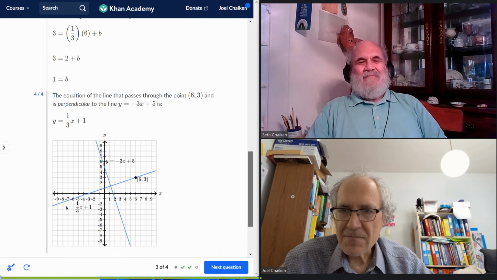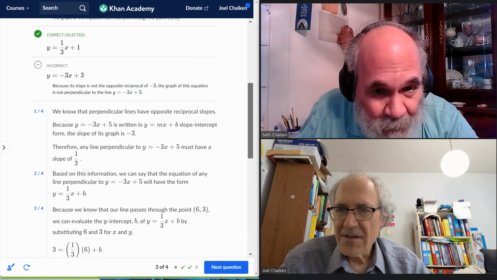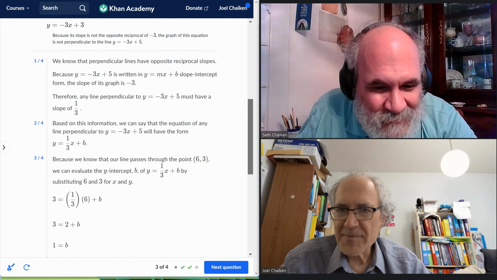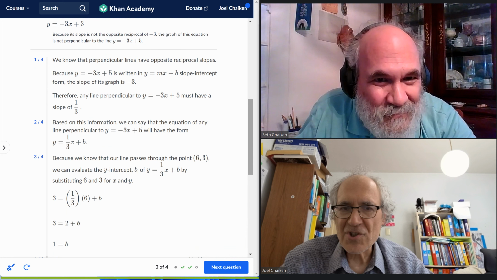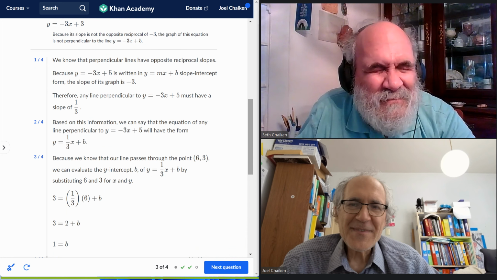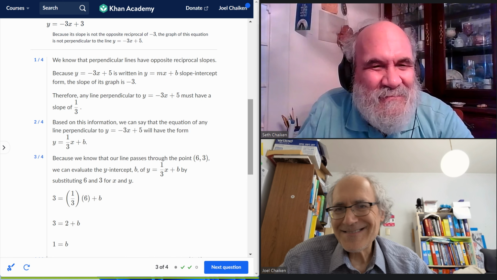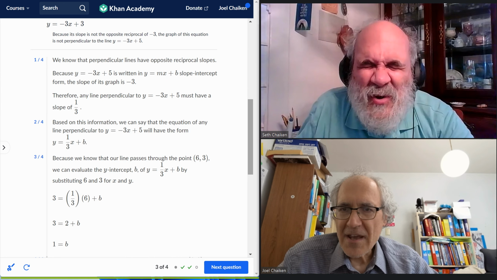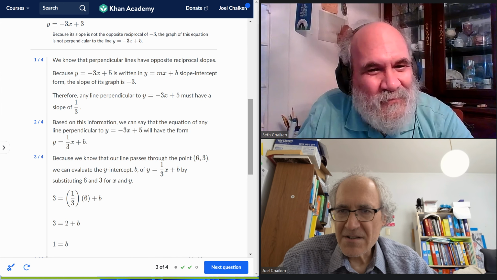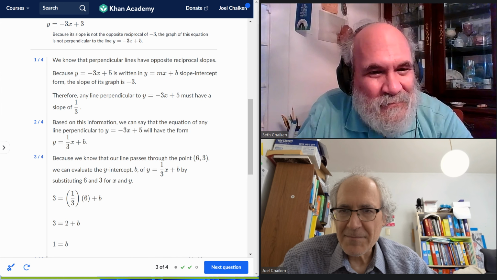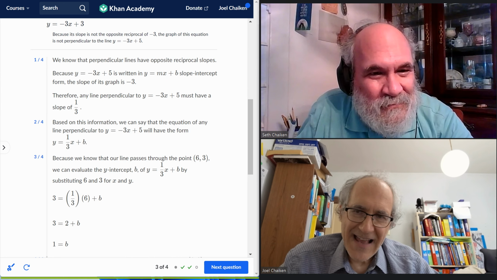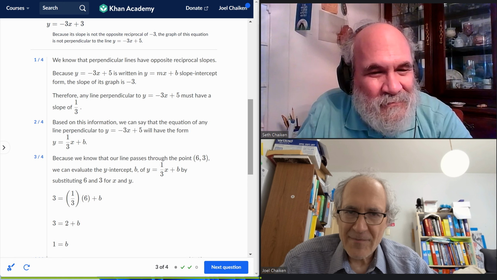Ooh, look at this. They're graphing it. Okay, we know the perpendicular lines have opposite reciprocal slopes. Would you have said opposite or negative reciprocal? I said negative. Yeah, opposite is not as good as negative. Now therefore the line must have a slope of one third. That's exactly what we wrote.